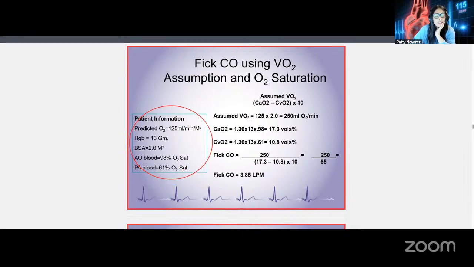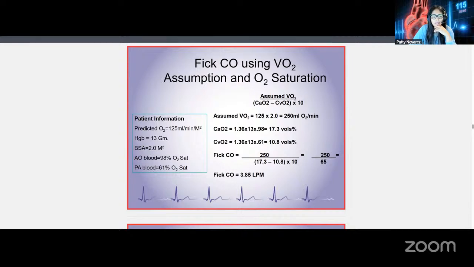I have predicted O2. And then I have hemoglobin, super important, hemoglobin. I have my BSA. And then I have my arterial blood saturation and I have my venous saturation, because PA is deoxygenated blood, right? Even though PA is pulmonary artery, we know it's deoxygenated blood. So I have all of the elements to get my FIC. Okay, so let's go ahead and plug it into our formula.